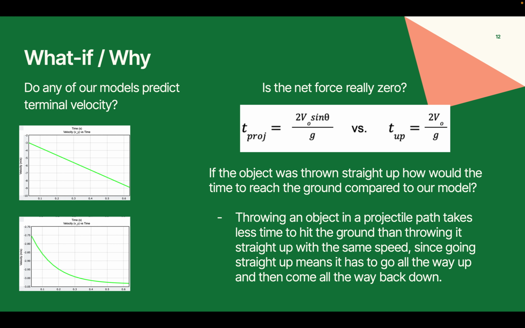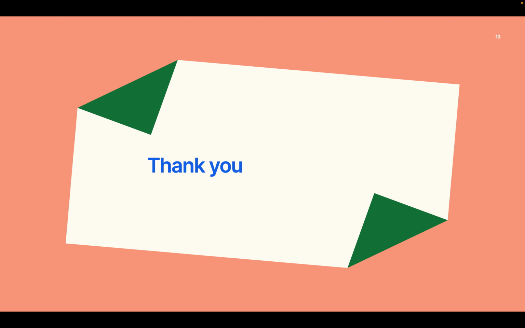Is the net force really 0? The time of flight of a projectile is given by 2 times the initial velocity times sine theta over g, and if you throw it straight up, it's going to be 2 times v initial over g. This essentially means throwing an object in a projectile path takes less time to hit the ground than throwing it straight up with the same speed, since going straight up means it has to go all the way up and then come all the way back down. Thank you.